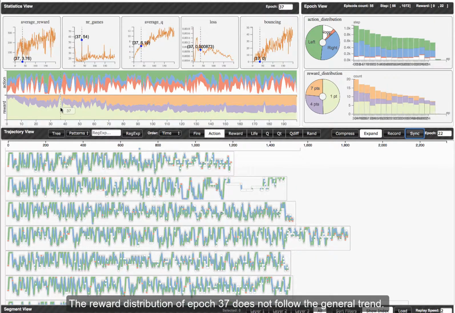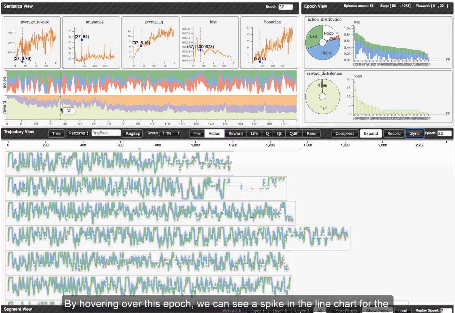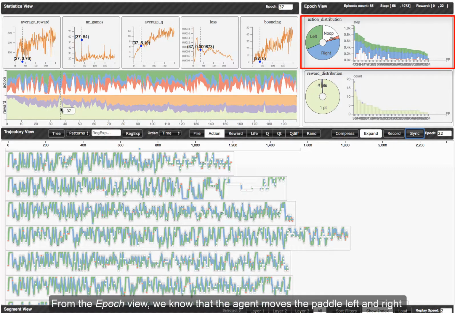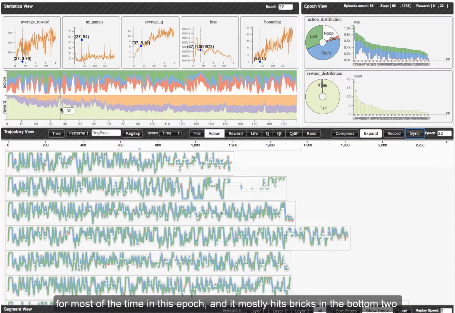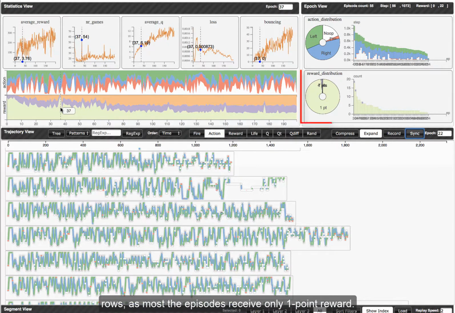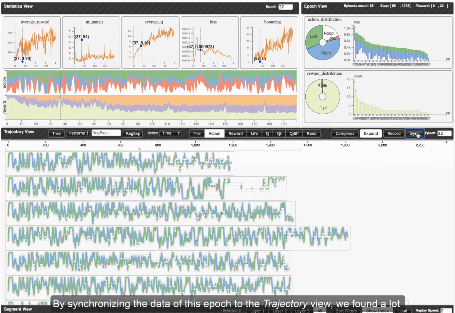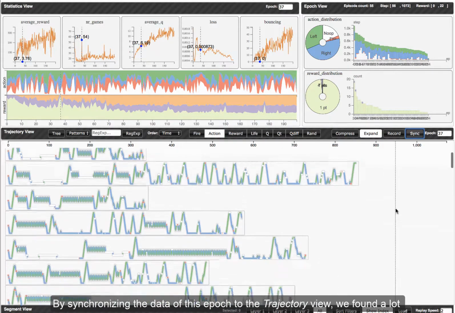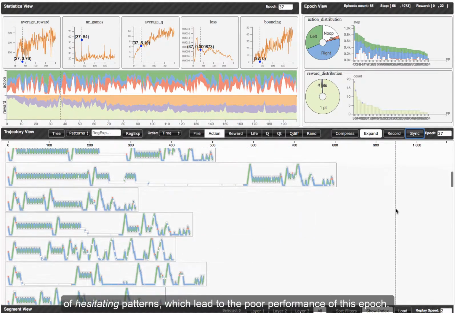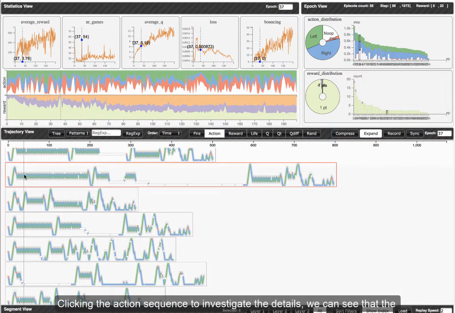The reward distribution of epoch 37 does not follow the general trend. By hovering over this epoch, we can see a spike in the line chart for the number of games, indicating there are a lot of life losses in this epoch. From the epoch view, we know that the agent moves the paddle left and right for most of the time in this epoch, and it mostly hits bricks at the bottom two rows, as most of the episodes receive only 1-point rewards. By synchronizing the data of this epoch to the trajectory view, we found a lot of hesitating patterns, which lead to the poor performance of this epoch.